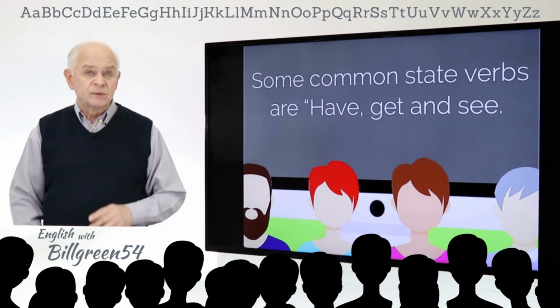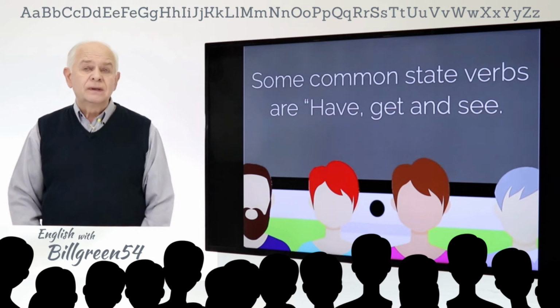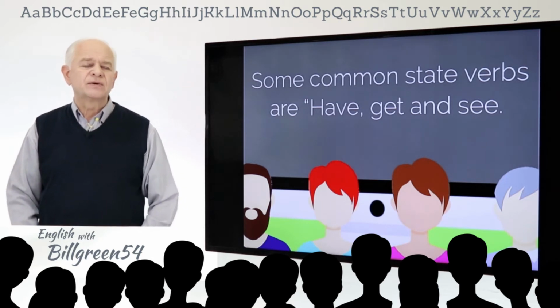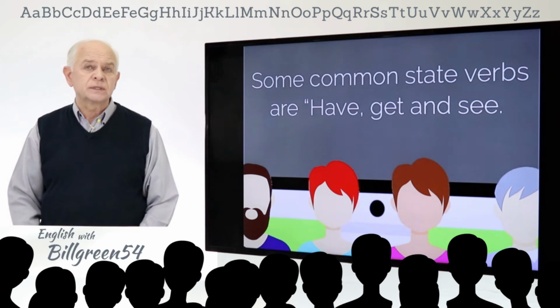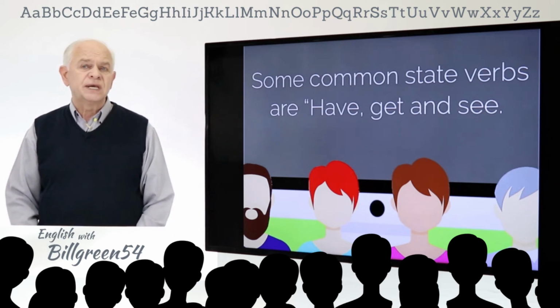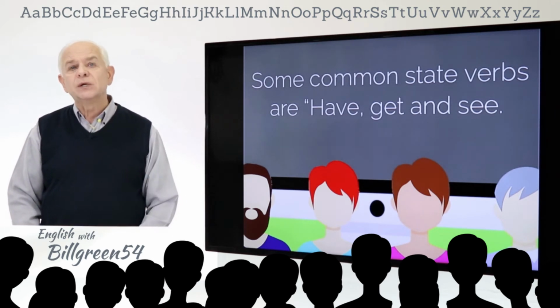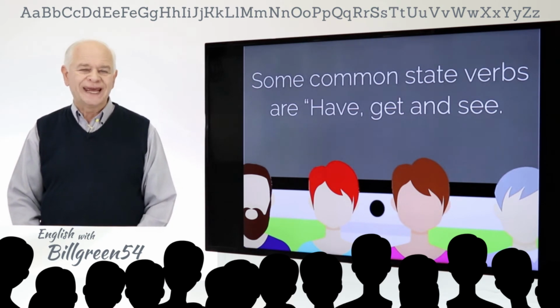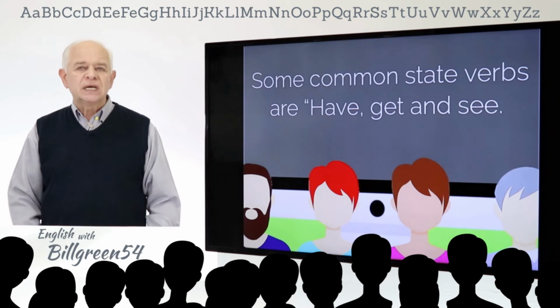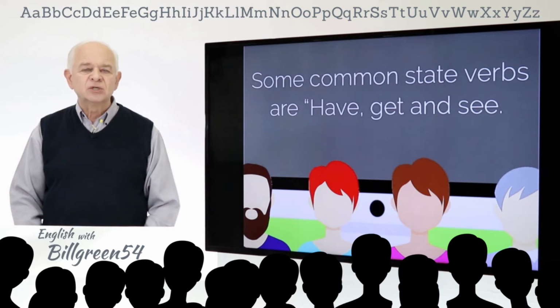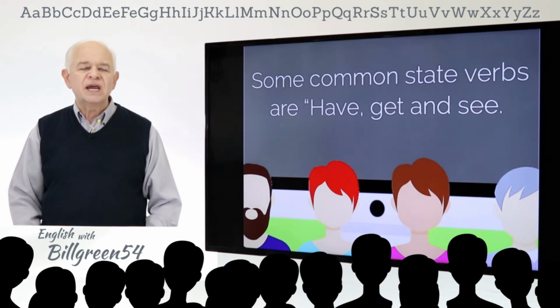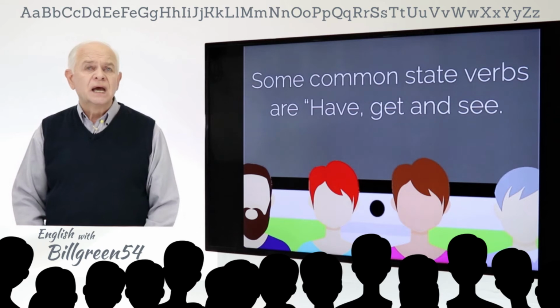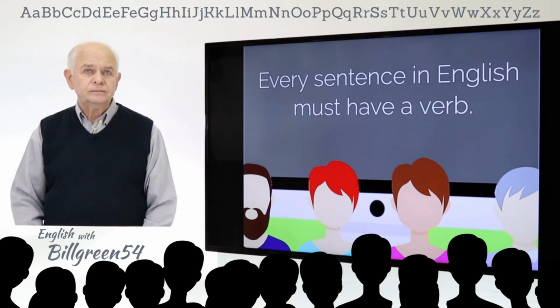Some common state verbs, there's that one have, get, and see. Get is a very common verb in the English language. So is see. If I said right now, I see you, you don't see anything moving, right? Literally, right? So see is a state verb. Hear is a state verb. To listen is a state verb. Why? Because you can't see an action.